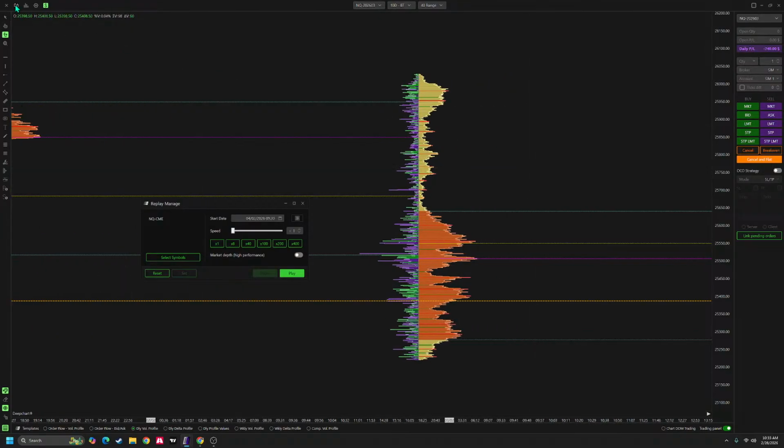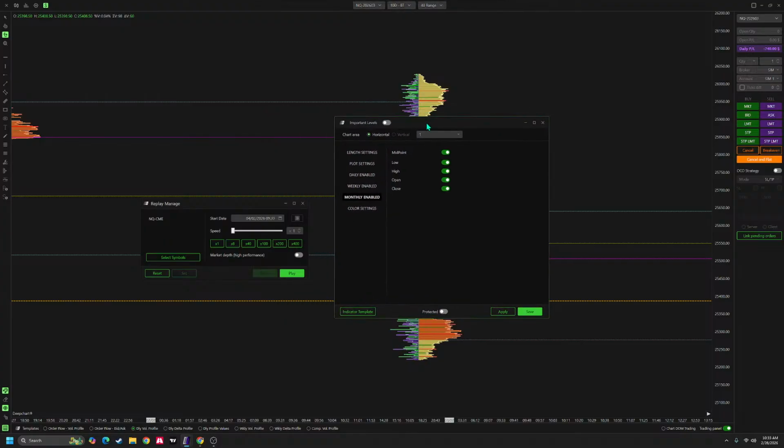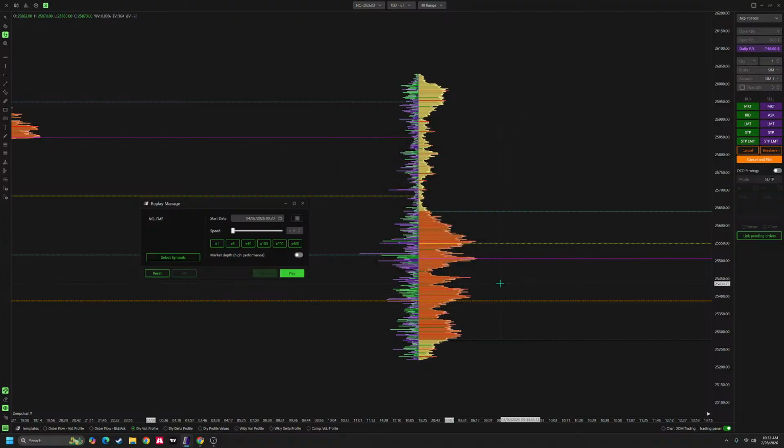Okay, so I will add the important levels indicator back on, because then we're going to be able to see some important levels that have happened on the daily, such as midpoint, low, high, open, close, point of control, value area, VWAP. And we can do the same thing for the weekly, and there's a few different options available for the monthly. And we'll add that in.